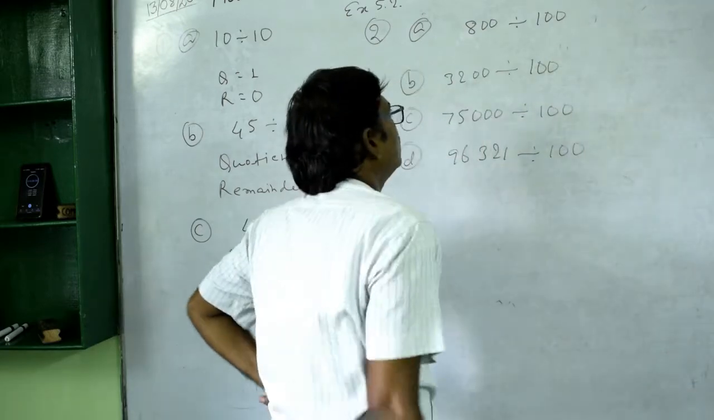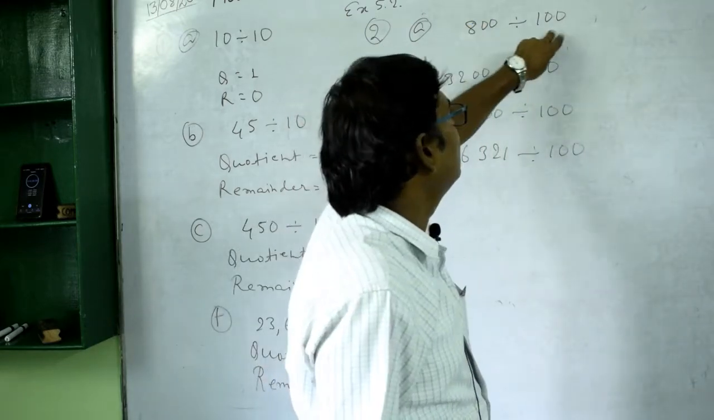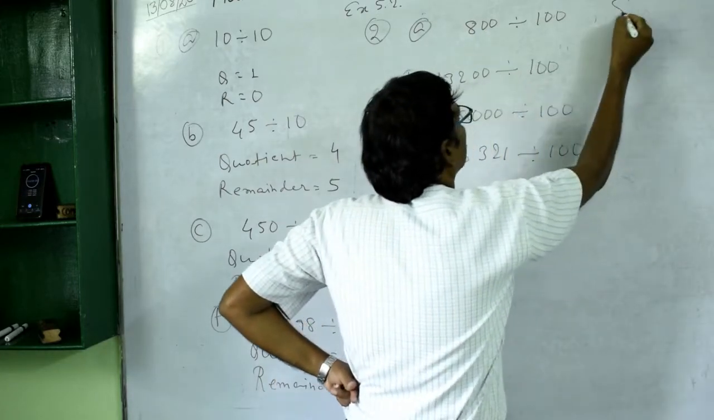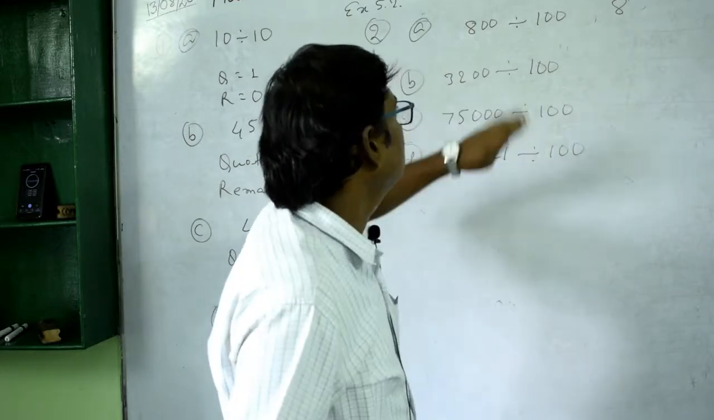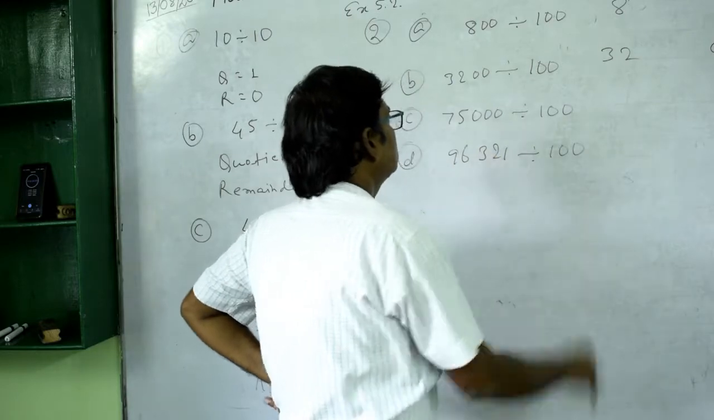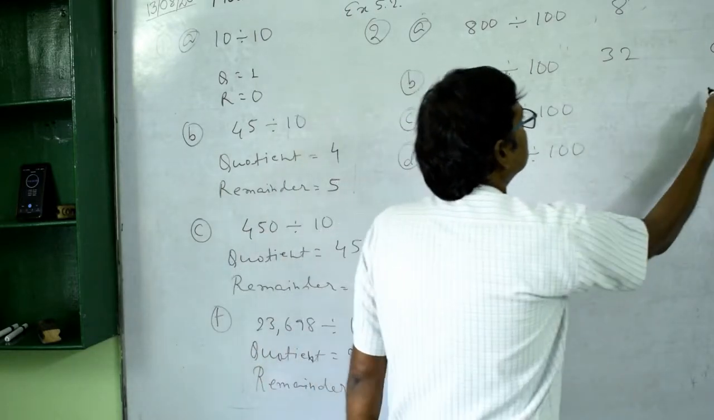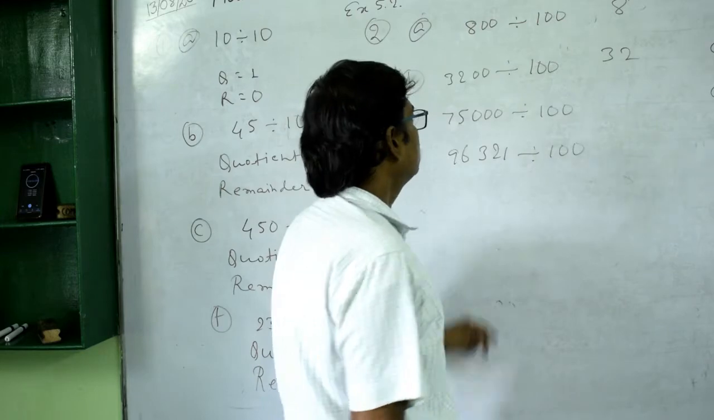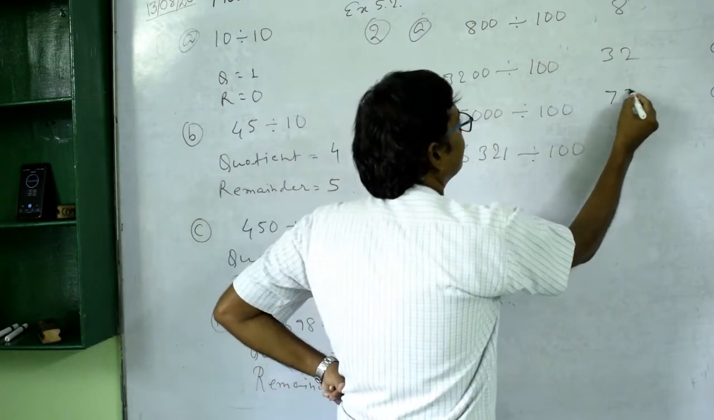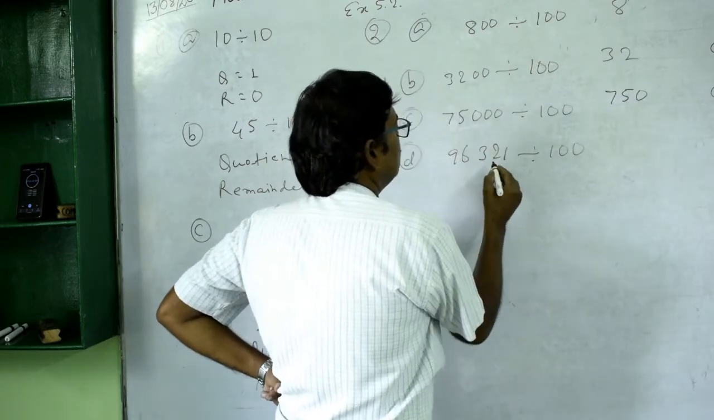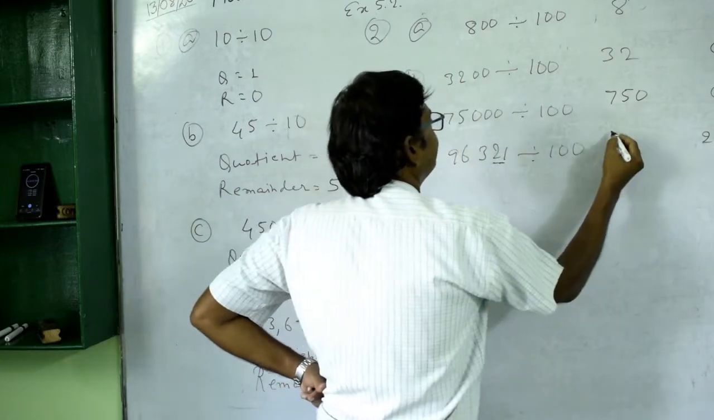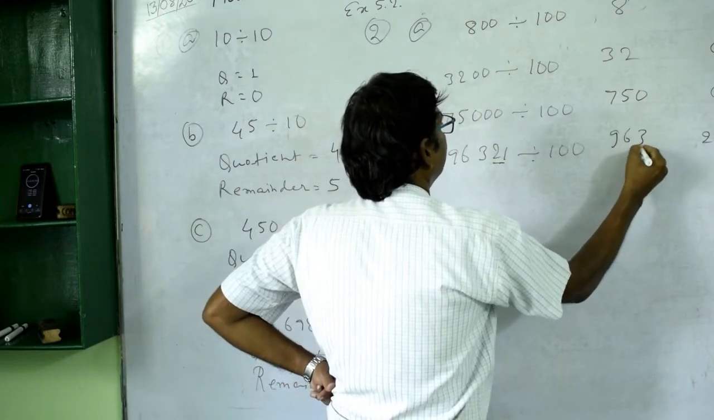So when you divide 800 by 100, then 0 will be the remainder according to the rule, and the quotient will be 8. In the next one again the remainder is 0 and the quotient will be 32. In this number again the remainder is 0, because these two 0s will go here, and the quotient will be 750. And here this 21 will be the remainder, and the quotient is 963.